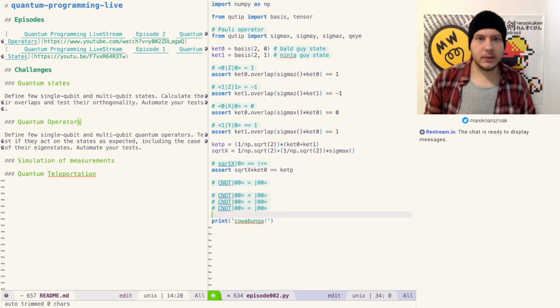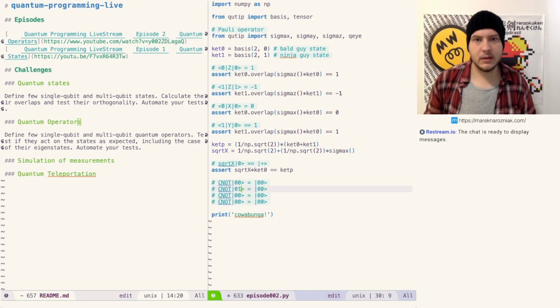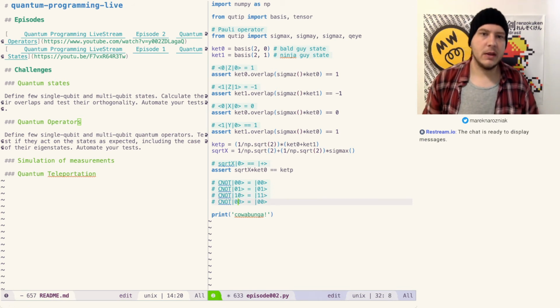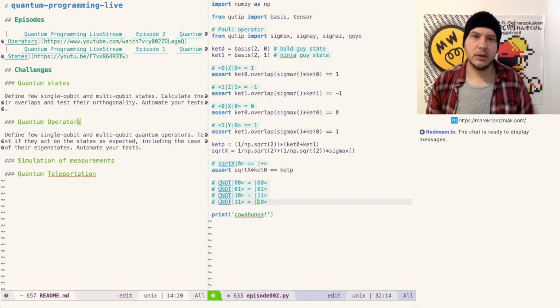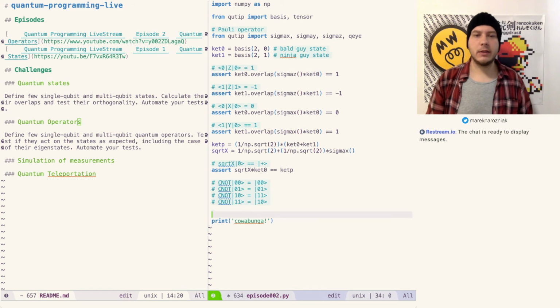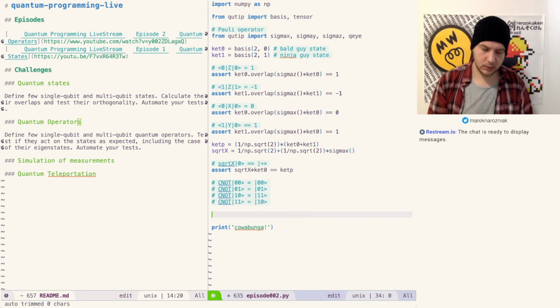Let's write all the outcomes of the CNOT. So 0, 0 will be 0, 0. 0, 1 will be 0, 1. But 1, 0 will become 1, 1 because the control qubit is 1. So it says, hey, flip the other one, and it flips it. And 1, 1 will become 1, 0 because the control qubit is 1, and it makes the CNOT gate flip the other one. So let's make this gate.